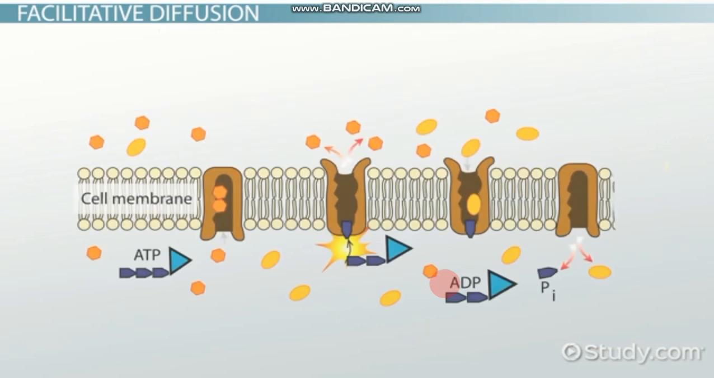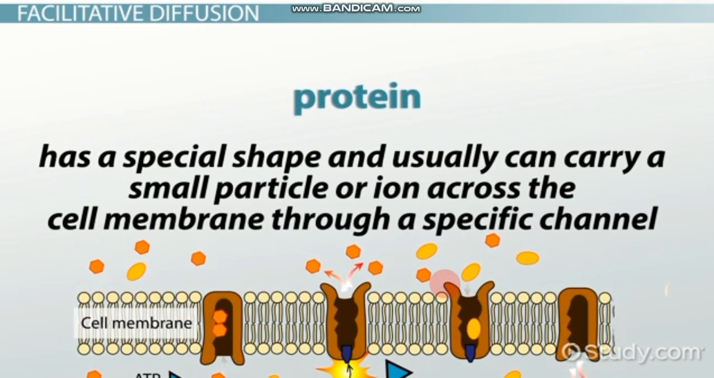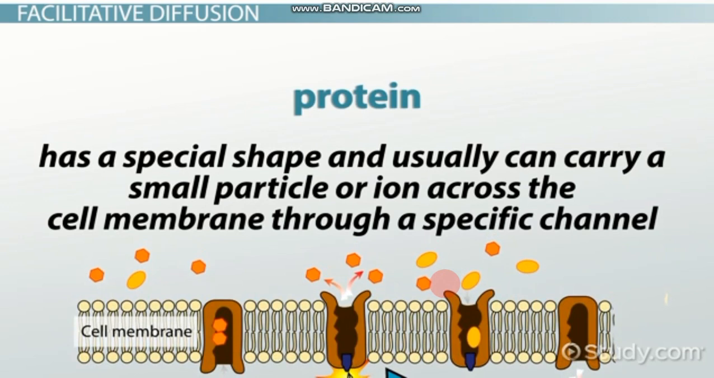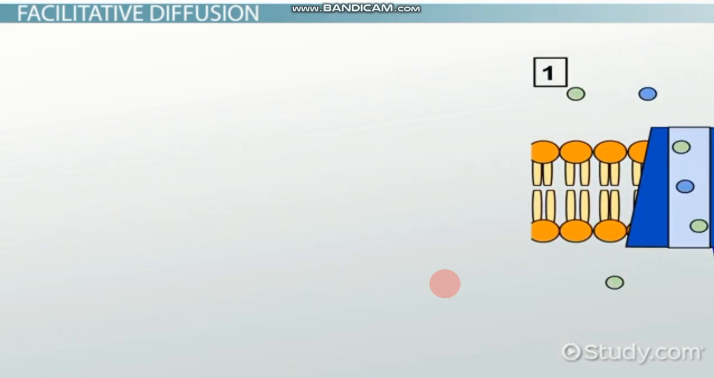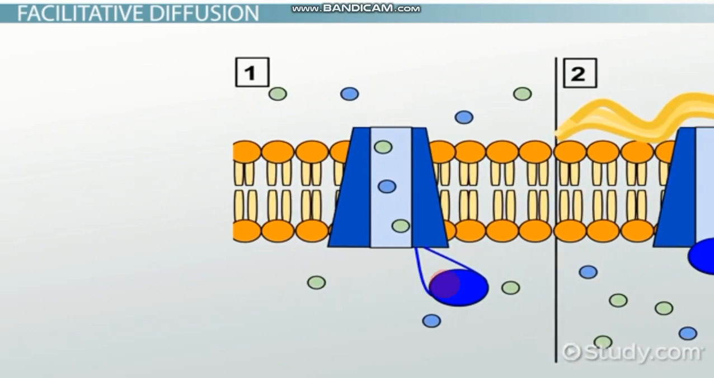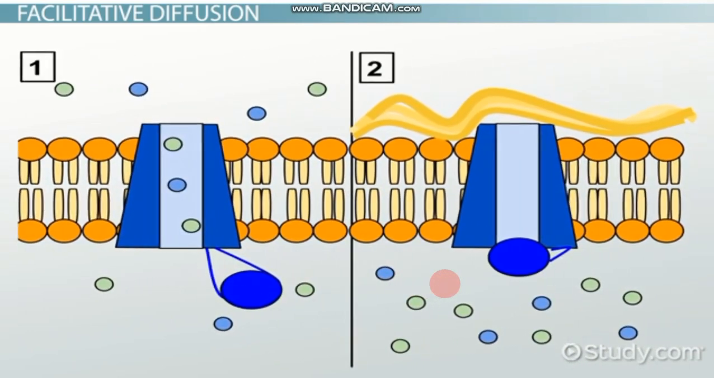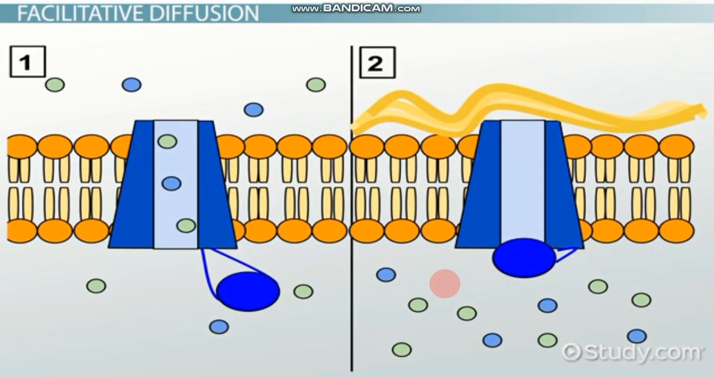This carrier is usually a protein that is able to cross the cell membrane. It has a special shape and usually can carry a small particle or ion across the cell membrane through a specific channel. This process can either happen at any time, or the channel may be opened and closed at different times depending on the cell's needs.